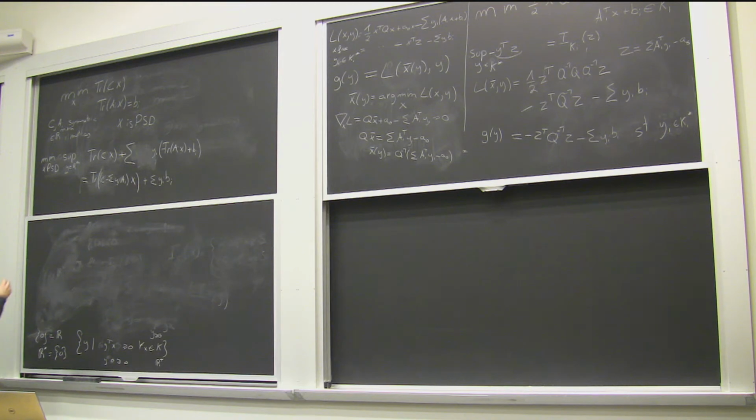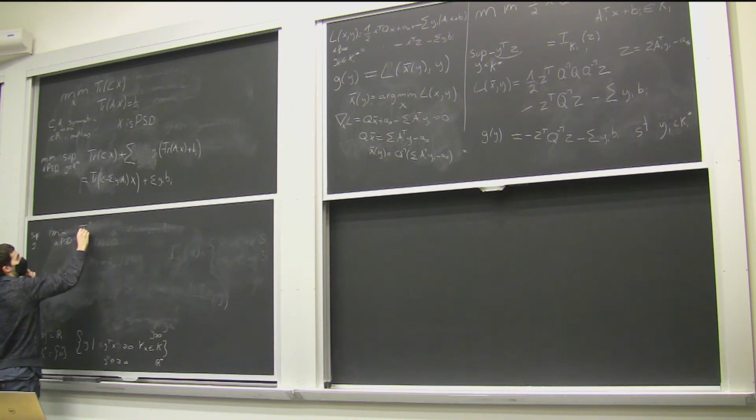So now if you want the dual, you should reverse the min and sup, because the dual is when the second player plays first. And so you have the supremum of y, the minimum over PSD x, of trace.